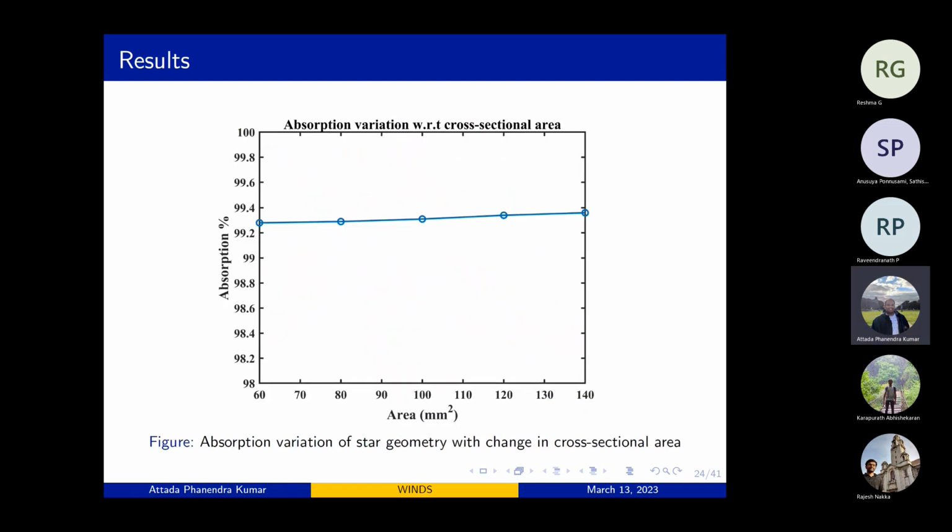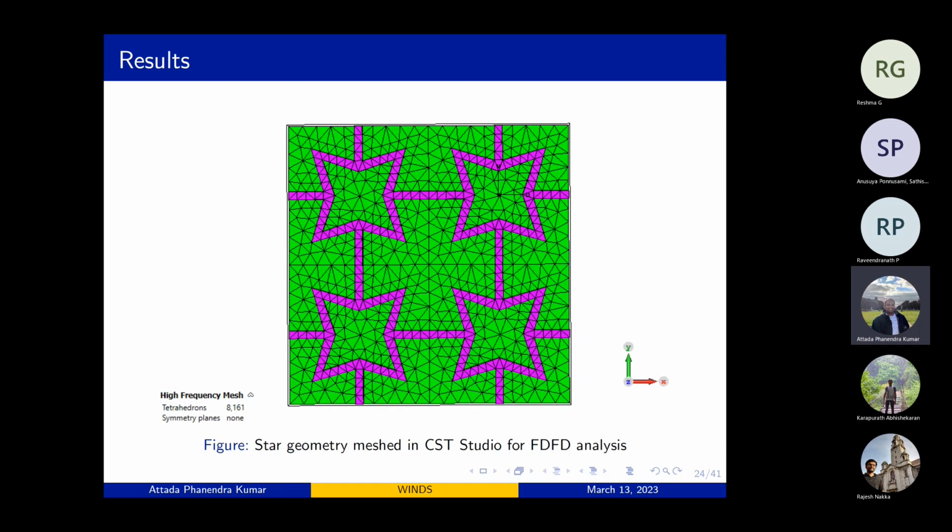So with the cross-sectional area, there is not much variation in the absorption spectra. It is the resonance which depends only on the geometrical parameters, but not on the effective cross-sectional area of the material. Then we have validated it with the numerical analysis, which is finite difference frequency domain analysis in commercially available CST Studio Suite.